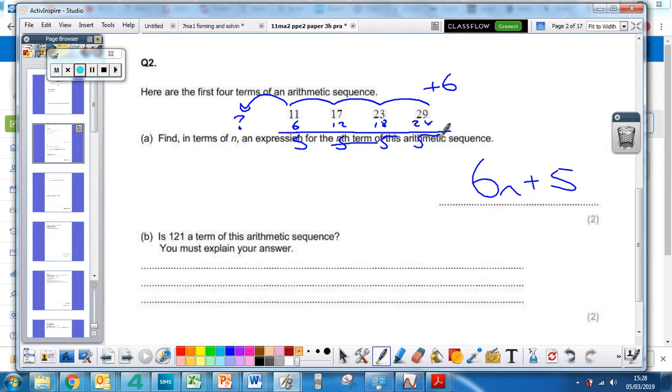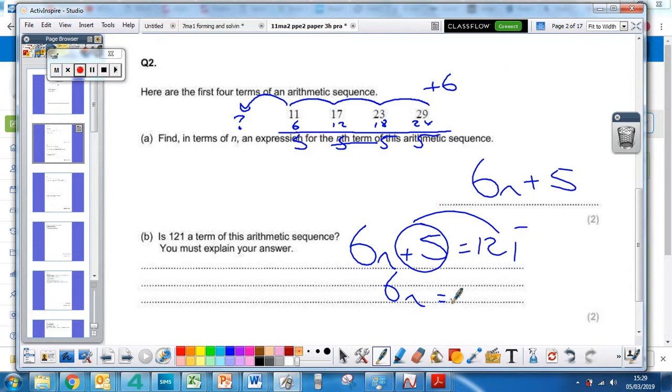Part B, is 121 a term in this sequence? Explain your answer. If it was, then you'd be able to take 6n plus 5 equals 121, and you would be able to solve that straight away. So, we try and solve it. If we solve it, we get a whole number. It's in the sequence. So, how do we solve it? Same as before. Take 5 away from both sides. 6n equals 116. Divide both sides by 6.